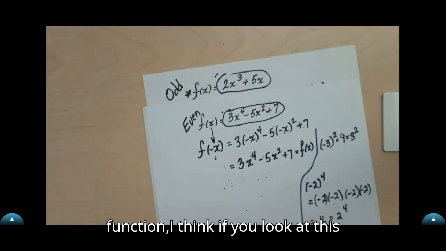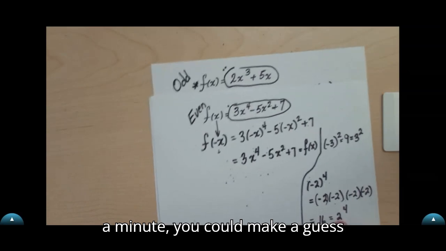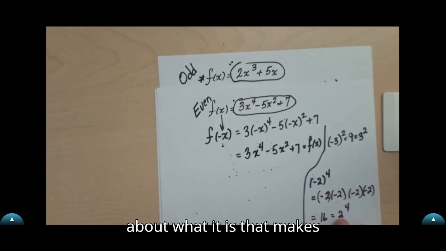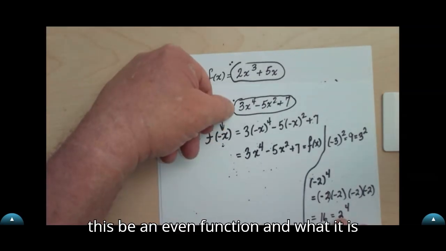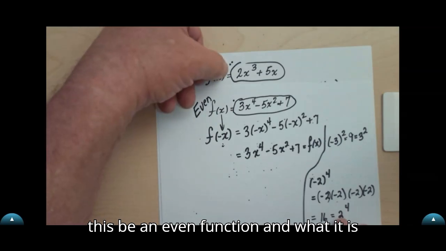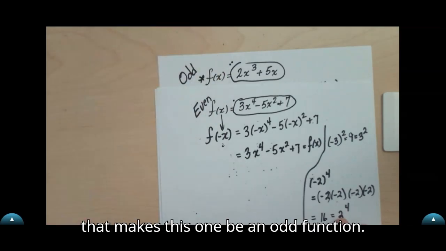I think if you look at this a minute, you could make a guess about what it is that makes this be an even function and what it is that makes this one be an odd function. What is it?